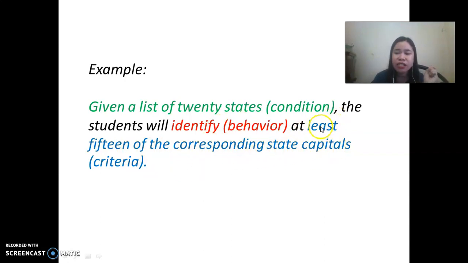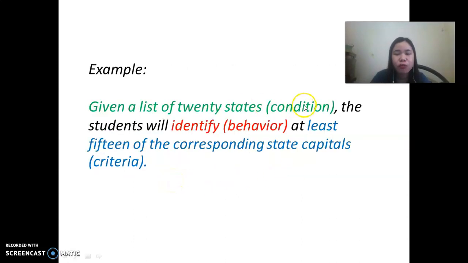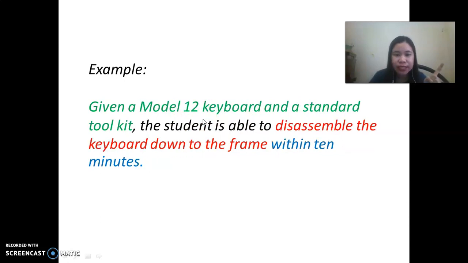So, since dili man siya percentage, dili po siya time limit, basically, this is what? Another measure of mastery. So, makani siya, measure of mastery ni siya. 15 of the corresponding state capitals. Okay? So, nag-count man siya kung pila kabuok ang iyang gi-identify. So, mo siyang kumbaga, set of mastery niya. So, yeah, let's have another example.